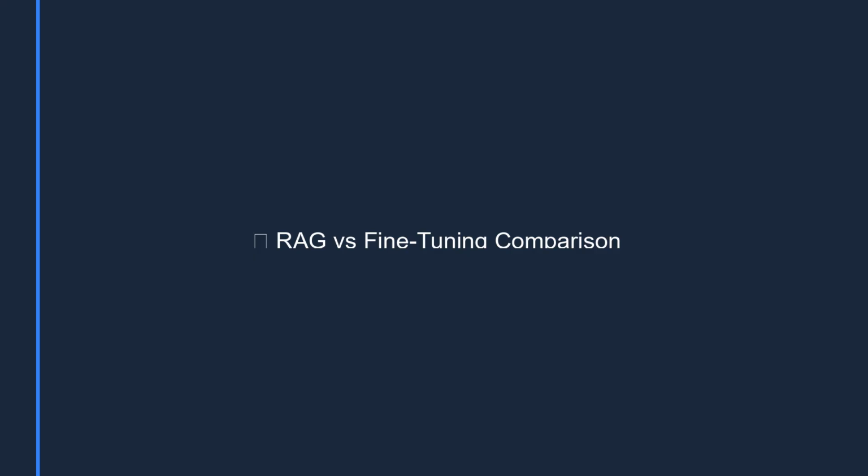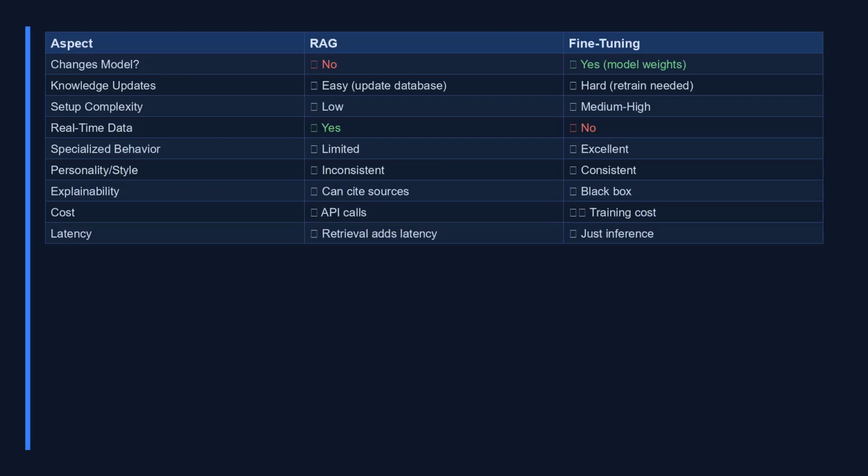RAG versus fine-tuning comparison. Here's how the two approaches stack up across the dimensions that actually matter in production. RAG doesn't touch the model weights. Fine-tuning does. That means RAG knowledge is trivially updatable. Swap out documents in the database and you're done. Fine-tuning requires a full retraining cycle whenever knowledge changes. RAG can incorporate real-time data. Fine-tuning is frozen at training time.